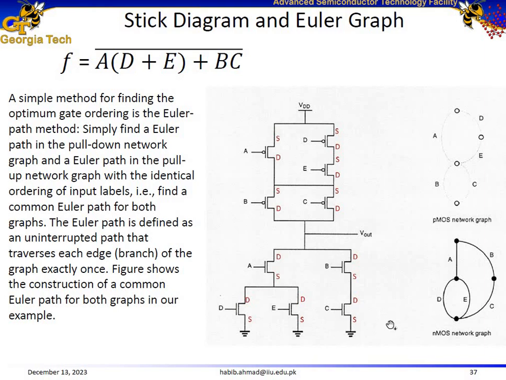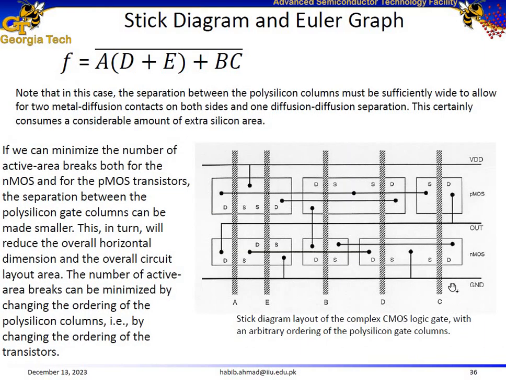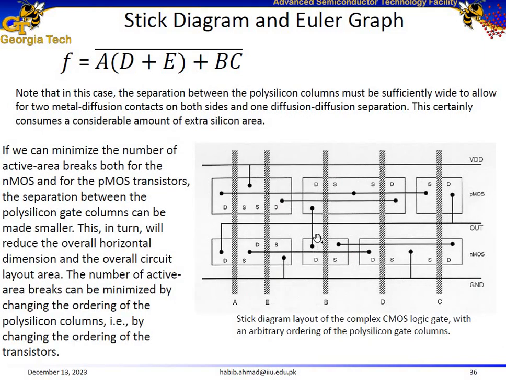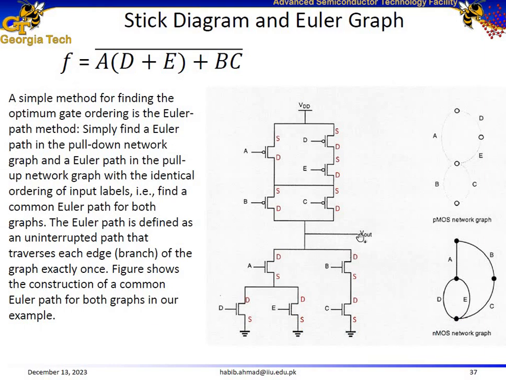Now let us focus on C at the moment. The drain of C is connected with the source of B. It means that these two are in series. And then the drain of B is connected to the output. So make a connection from the drain of B to the output. Now let us focus on D and E.